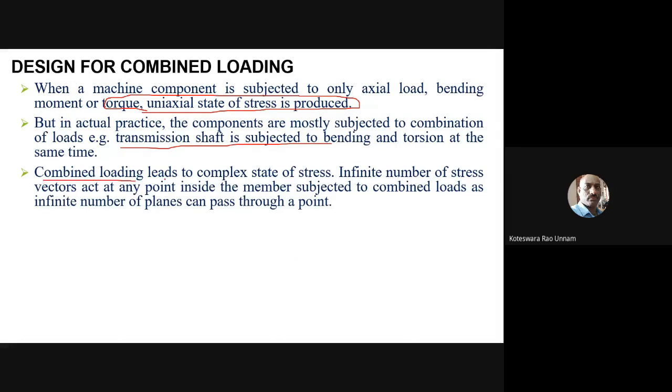Combined loading leads to a complex state of stress. Uniaxial state of stress means you have stress in only one direction. If I take a stress element, generally shown as a square box, and show the stress in one direction, this is called a uniaxial state of stress. Suppose I have a stress in this direction also, I'll call this a biaxial state of stress.